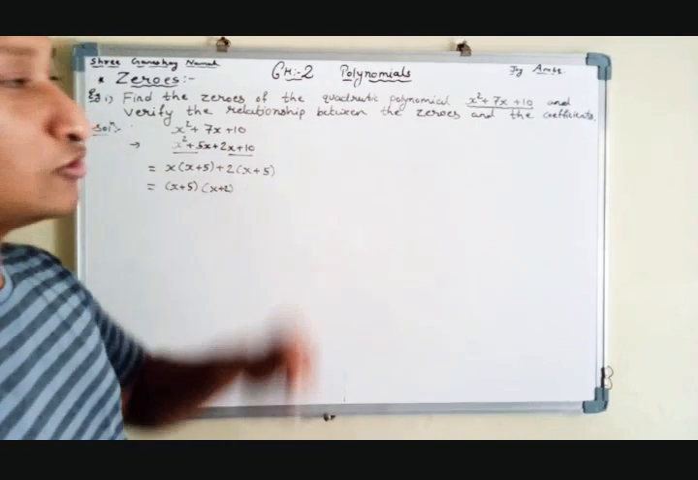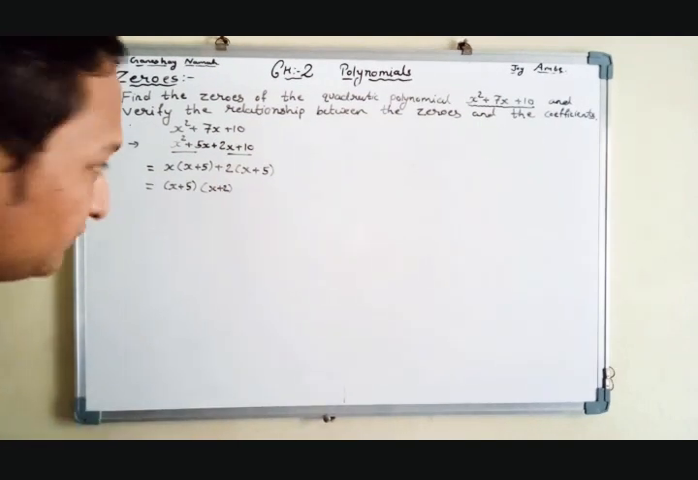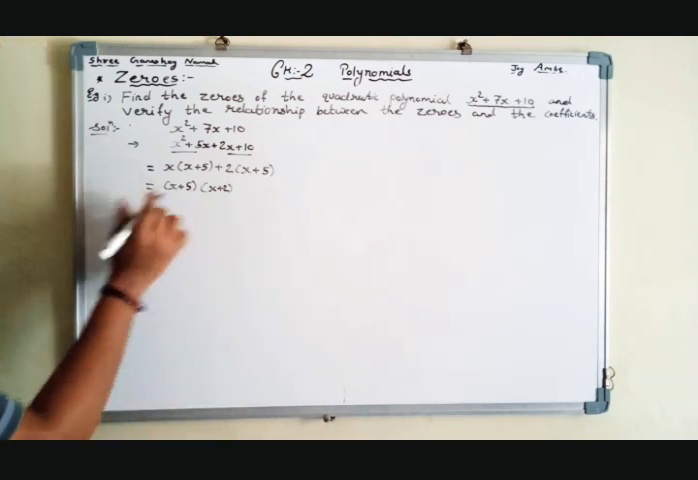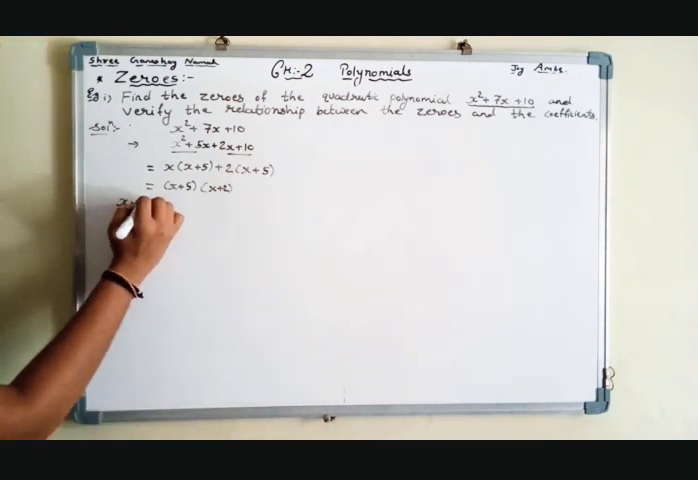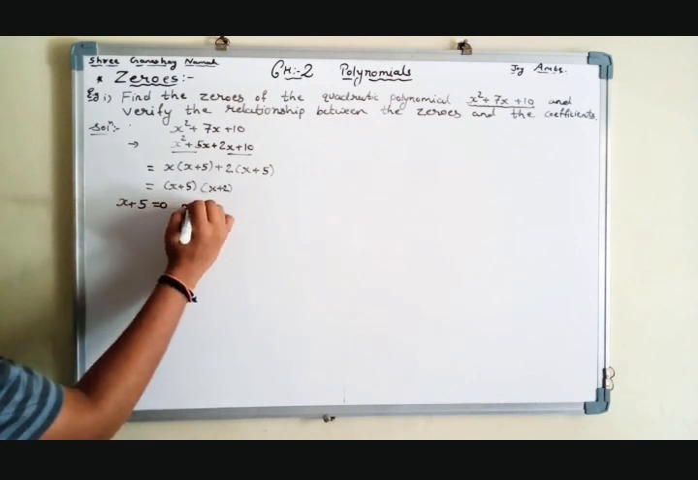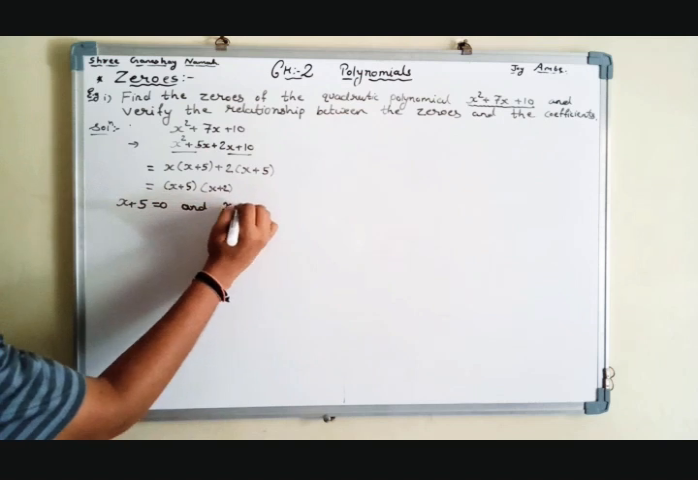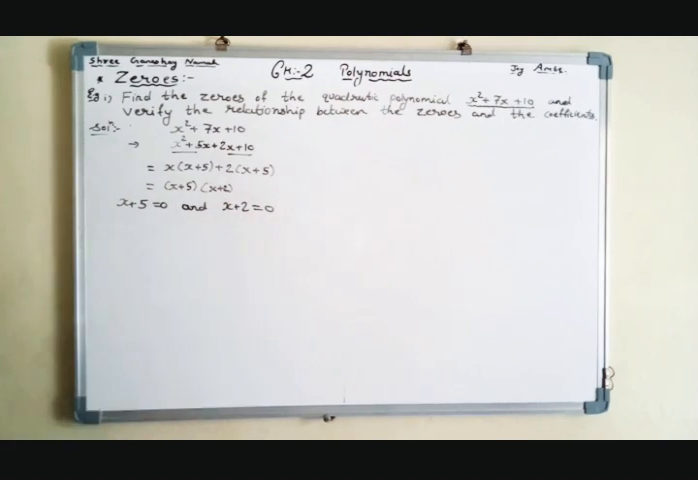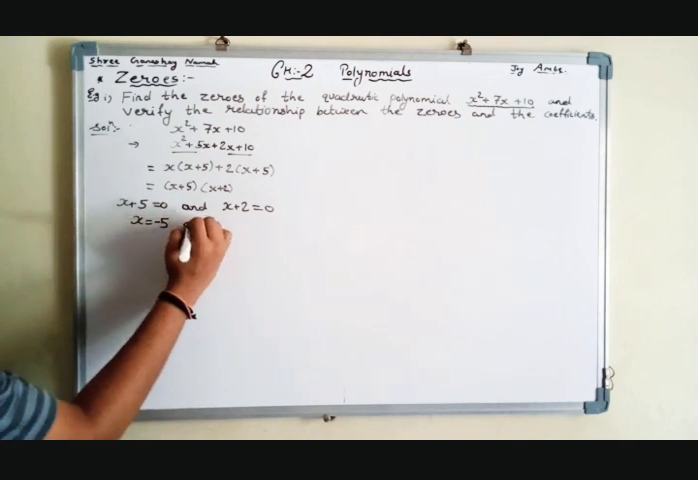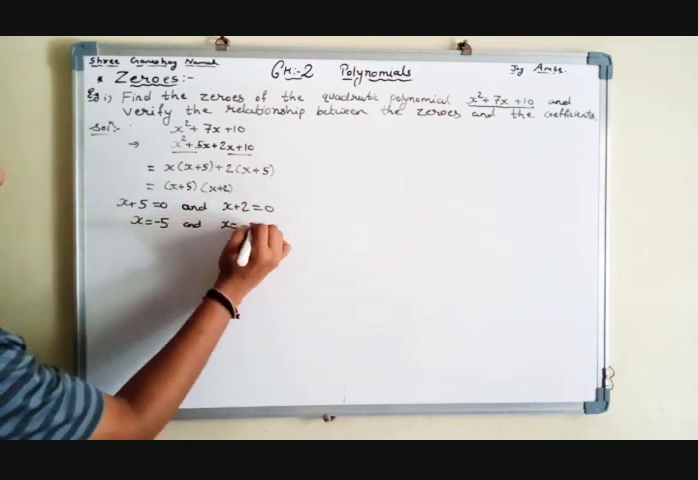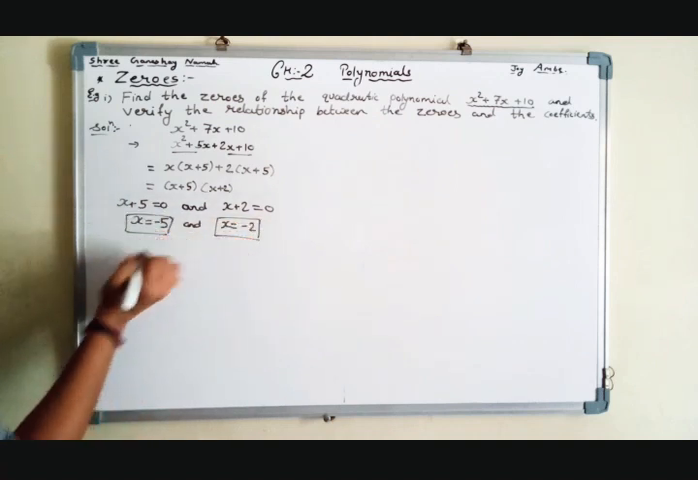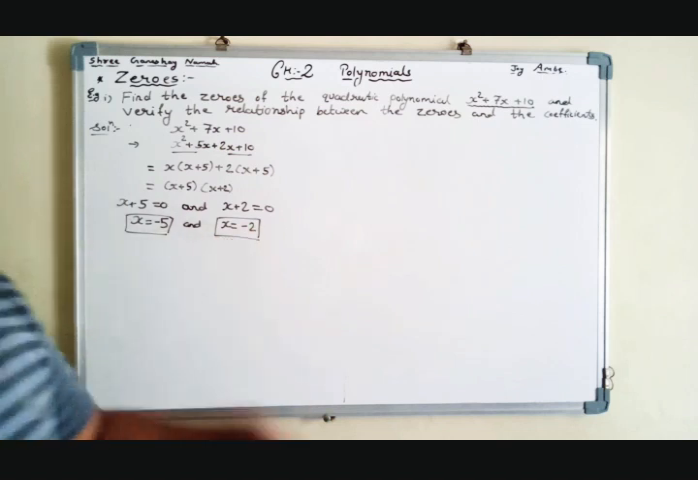So what are the zeros? We have to find zeros, not factors. But for finding zeros, we will find their factors. Now take x plus 5 equals 0 and x plus 2 equals 0. So x equals minus 5 and x equals minus 2. These two are the zeros of our given expression, x equals minus 5 and minus 2.